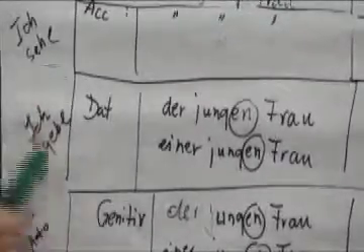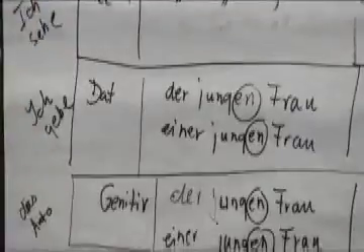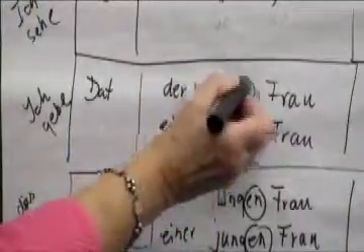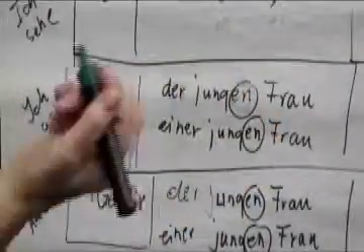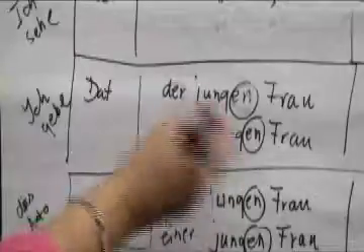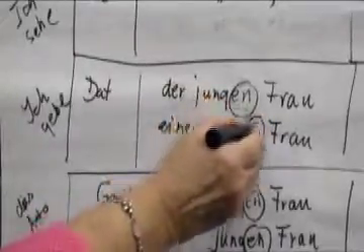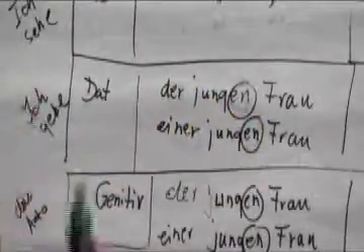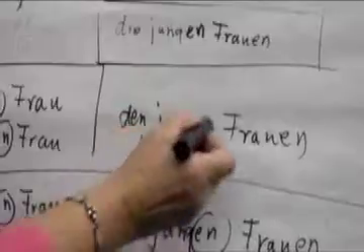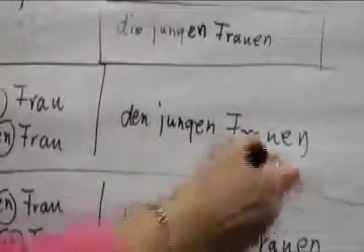Now, let's look at the dative case. I give something to the young woman. Remember the D changed to der, adjective ending en, der jungen Frau. Eine changes to einer, adjective ending again en, einer jungen Frau. I give something to a young woman. And if I give something to the young women, D to den, adjective ending en. Frauen is just a regular plural.